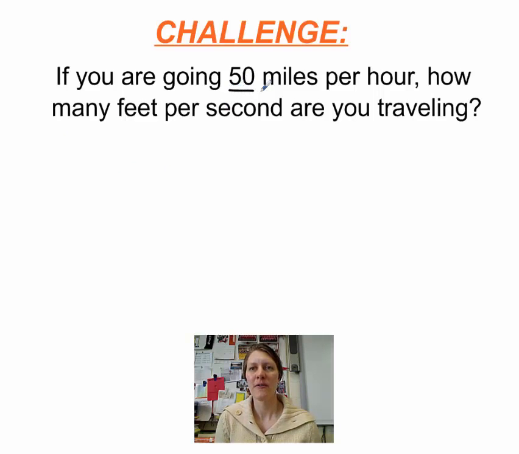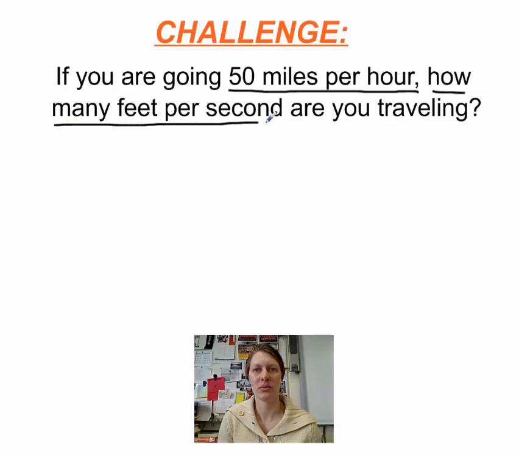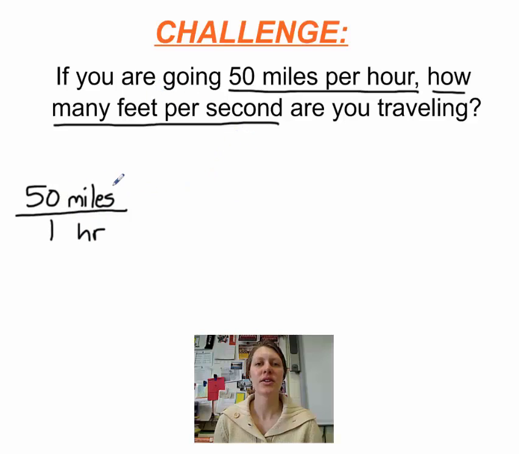So it says if you're going 50 miles per hour, so that's telling us what we're starting with. Then it says how many feet per second are you traveling? So we are starting with 50 miles per 1 hour. And I have to get it to being feet per second. I need to either start crossing out my miles units and then go on to hours, or I need to start with hours and go on to miles. So go ahead and pause the video and see if you can figure it out.